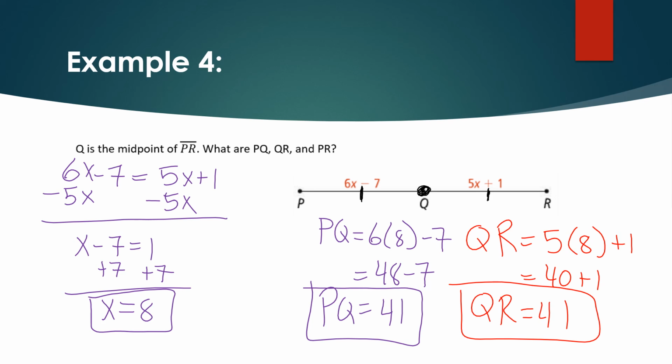So to find PR, the whole thing, PR, well, that should be 41 plus 41, so we're going to get 82. And again, we kind of have a self-check here. PQ equals QR, and therefore, if we just add them together, we should get the whole segment, which is PR. So 41, 41, and 82.